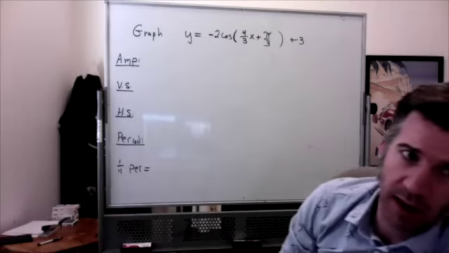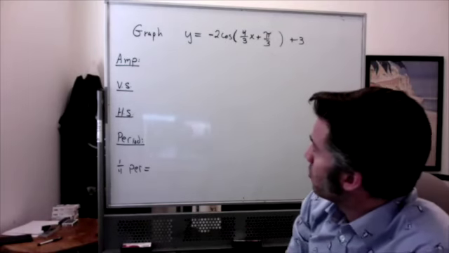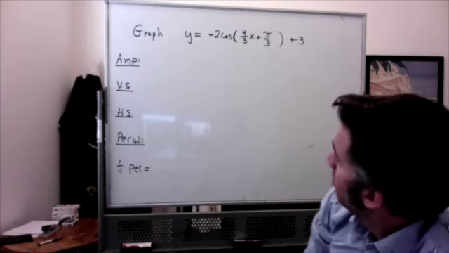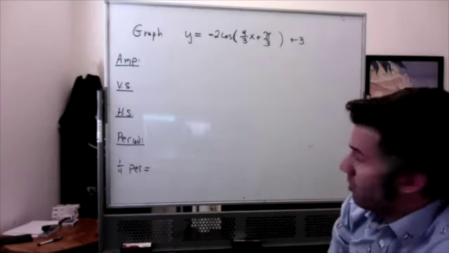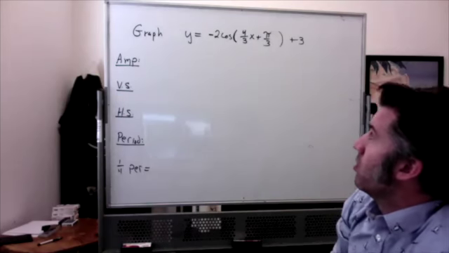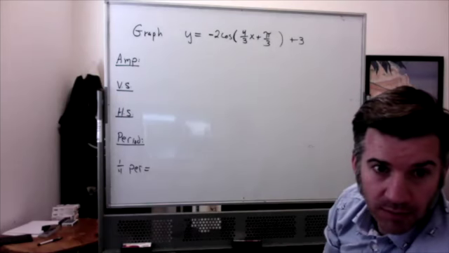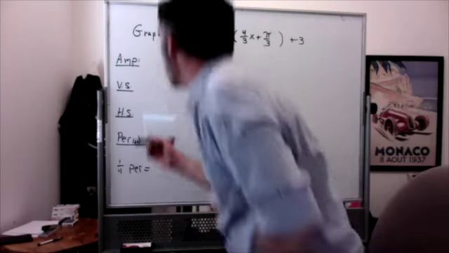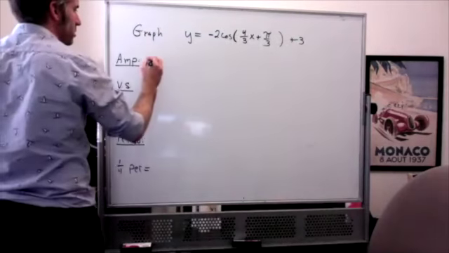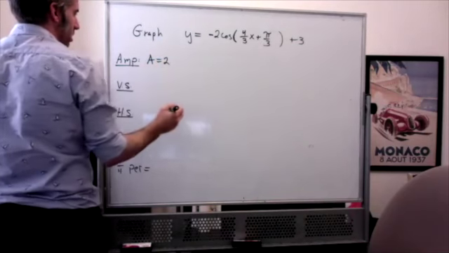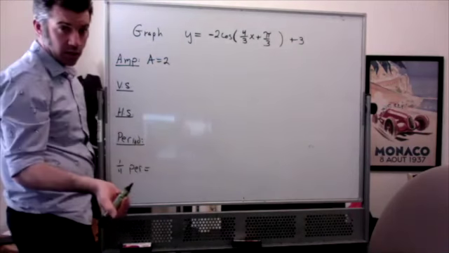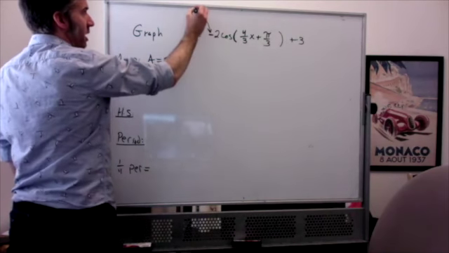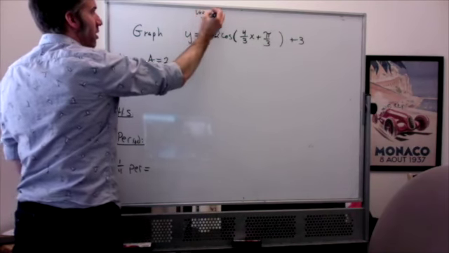So here we have the function y equals -2 cosine of (4/3 x plus pi over 3) plus 3, and we want to graph it. So we're going to find the usual things. The amplitude is 2. Also, we should notice that the negative out in front means we're going to have a vertical flip.